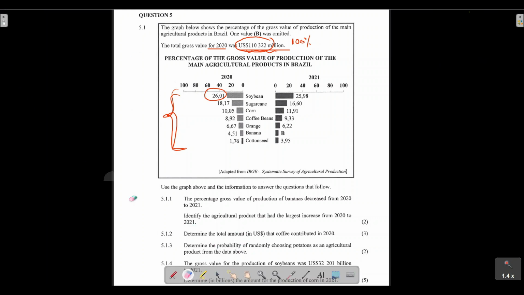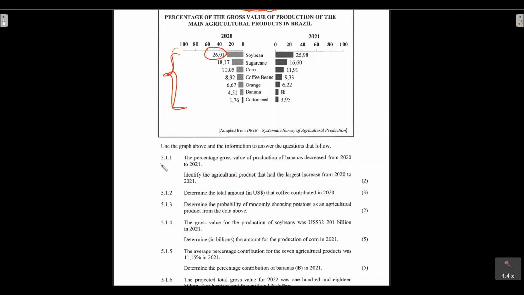Okay, so now let's have a look at the questions here. It says use the graph above and the information to answer the questions that follow. Question 5.1.1 says the percentage gross value of production of bananas decreased from 2020 to 2021. Identify the agricultural product that had the largest increase from 2020 to 2021.